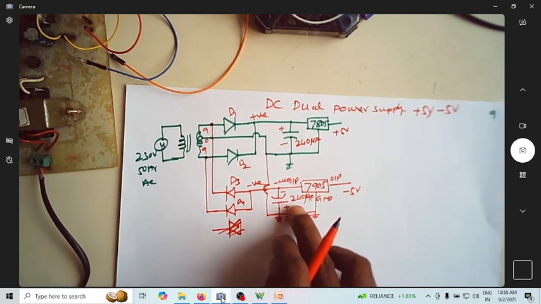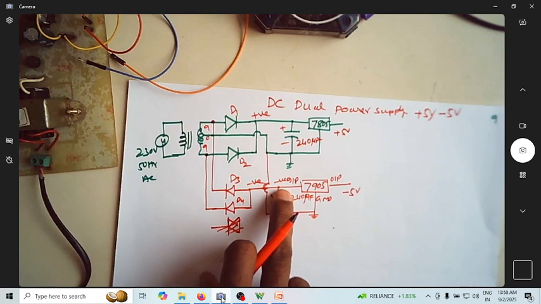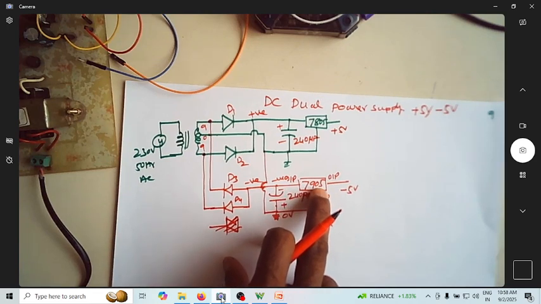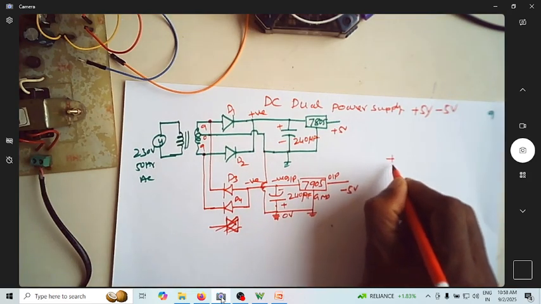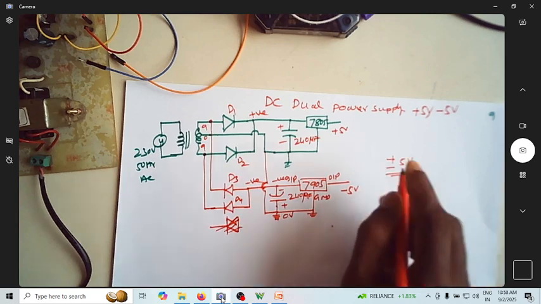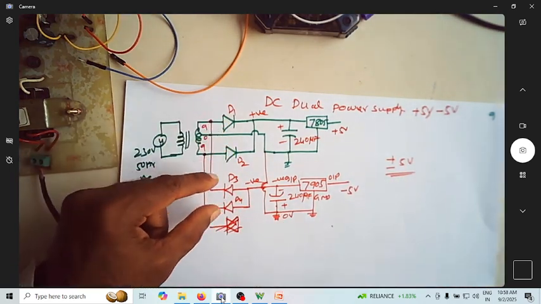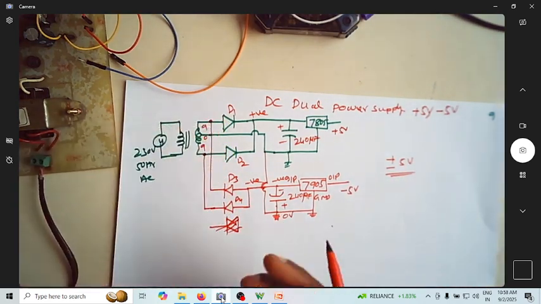So now this is having a negative voltage. Negative voltage is regulated using 7905. You are going to get minus 5 volt. So you can get plus or minus 5 volt using a full wave rectifier with two diodes.